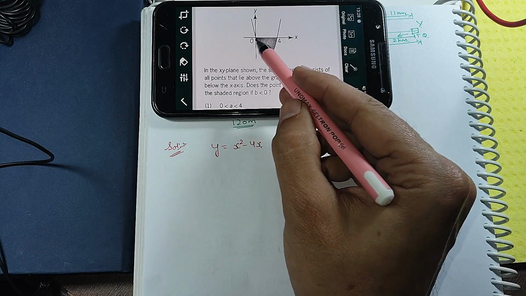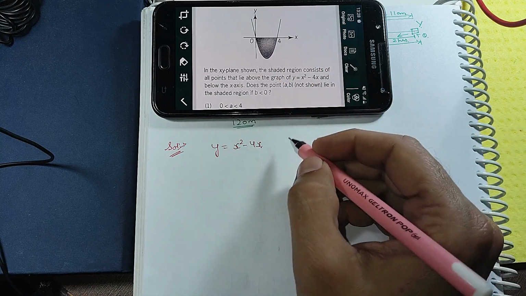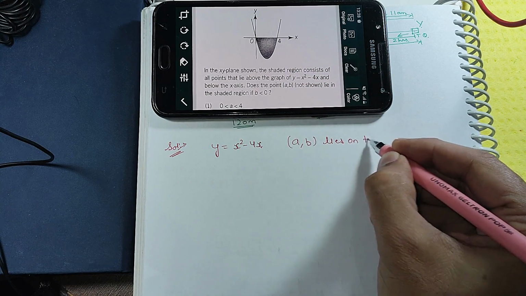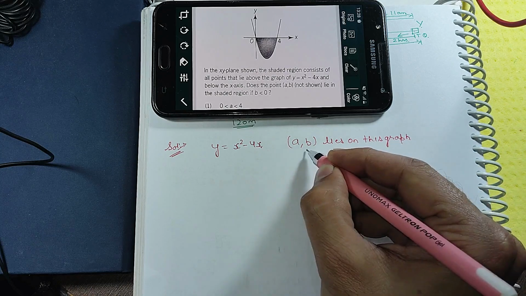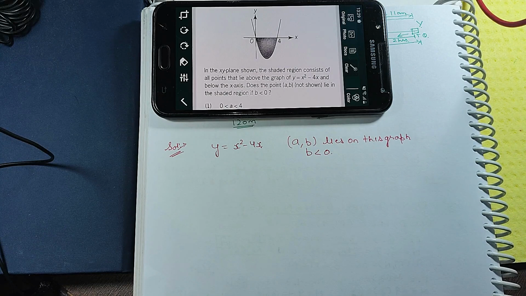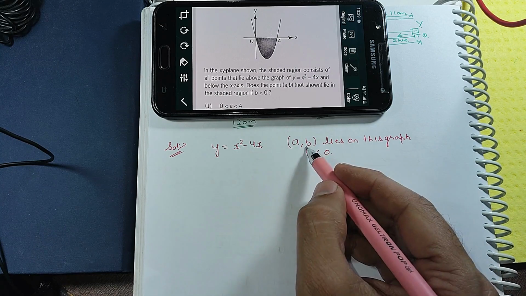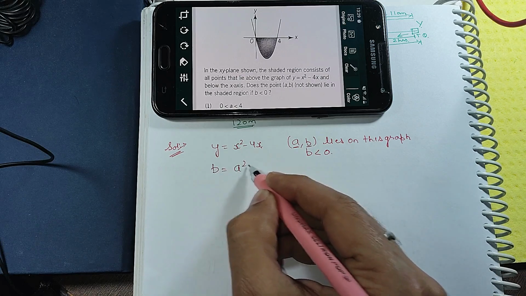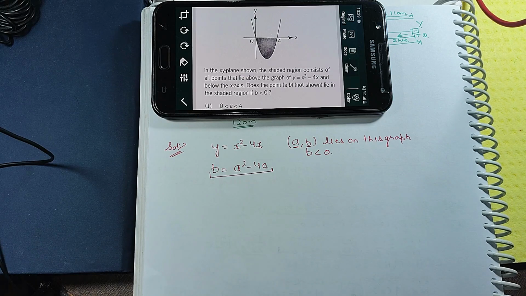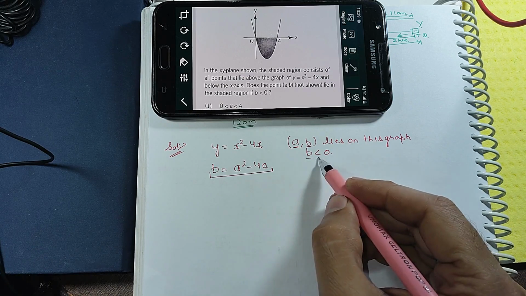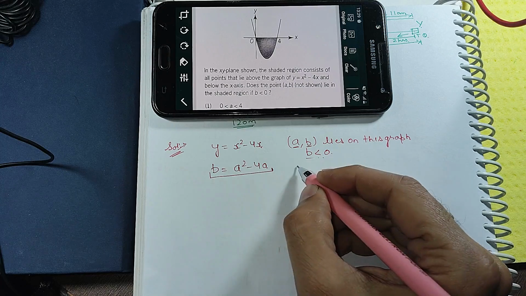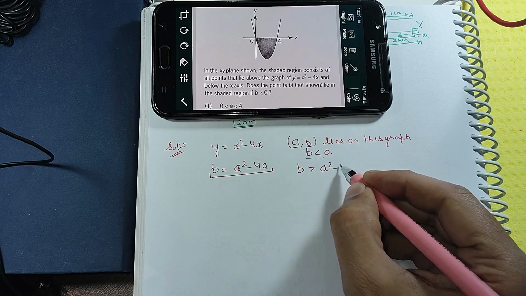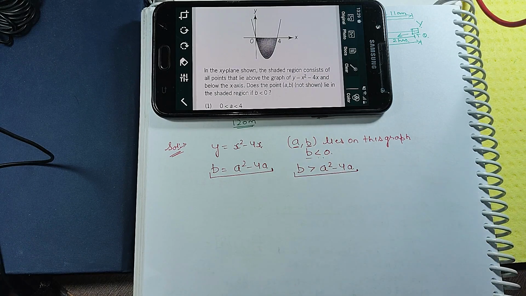So b has to be less than 0 because the graph is below the x-axis. So we need to find whether (a, b) lies on this graph, right? And we have also been given that b is less than 0. Now putting these values in this graph, so this is the y-intercept and this is the x-intercept. So b is equal to a² − 4a. Fine. Now since b is less than 0, we basically need to find whether b is greater than a² − 4a. This is the question which we need to answer.